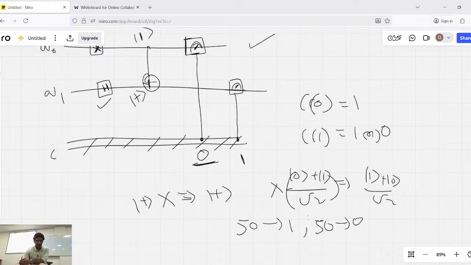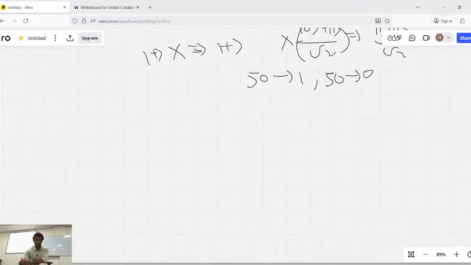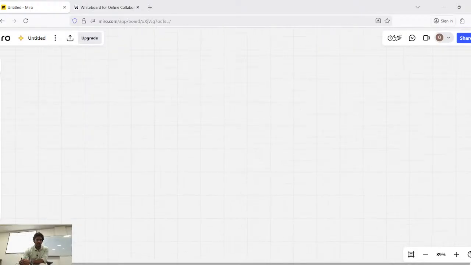Now, I will talk about one another thing which is known as Bell measurement. Okay, let's talk about one thing called Bell measurement.